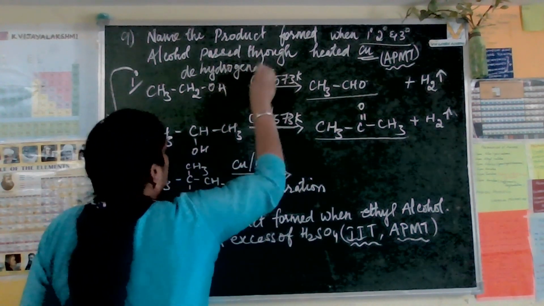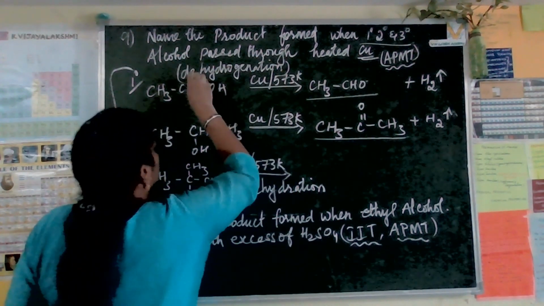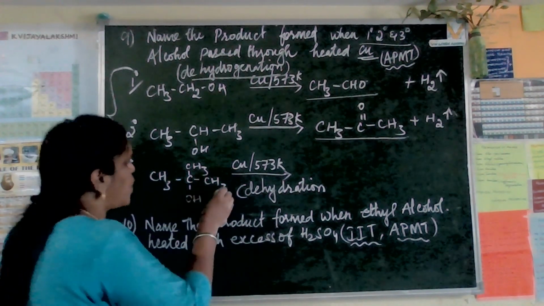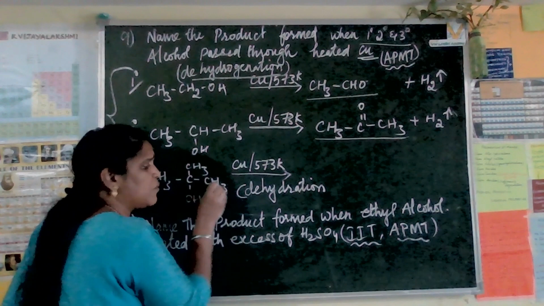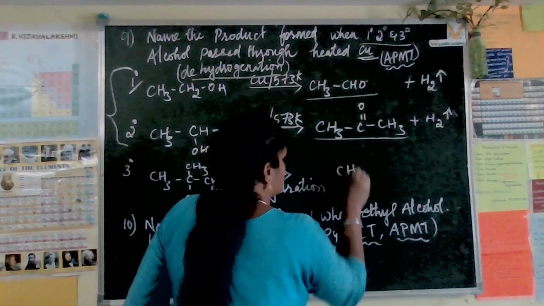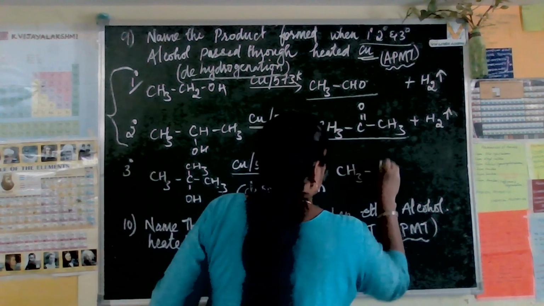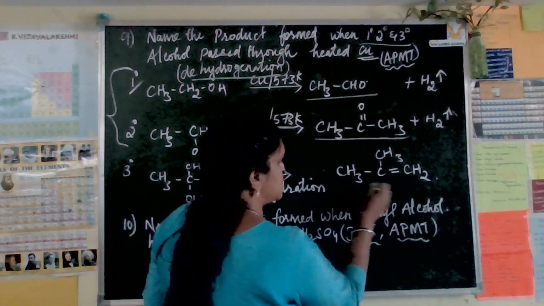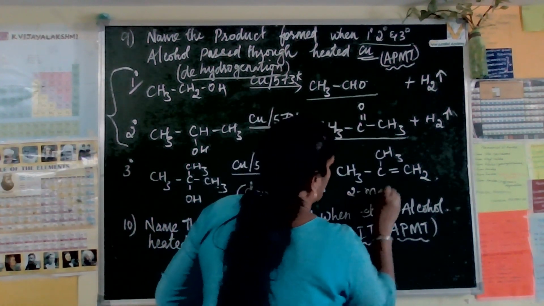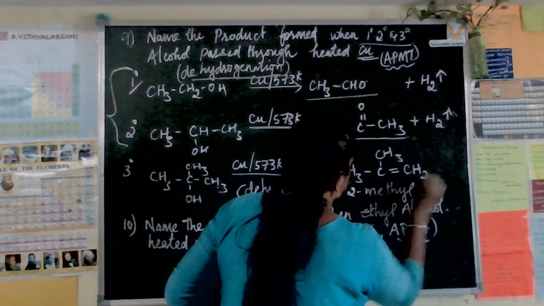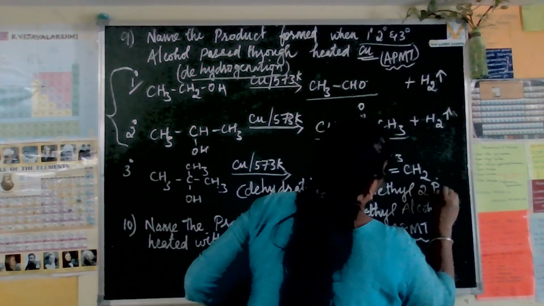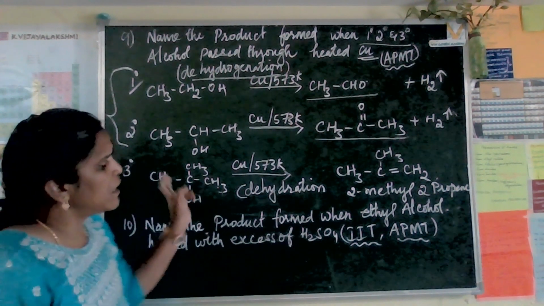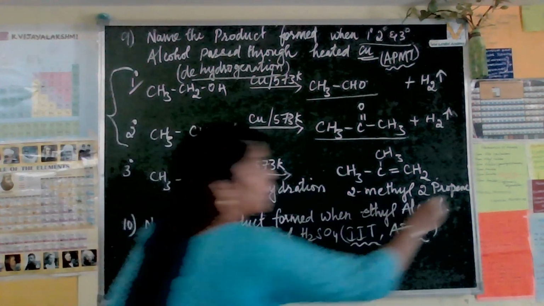Dehydrogenation. Please remember these points, children. It's very, very important. Dehydration means removal of water. What happened from here? One hydrogen will be removed, then it will become CH2. So here CH3, C, here CH3, double bond CH2. See here, this is 2-methylpropene.